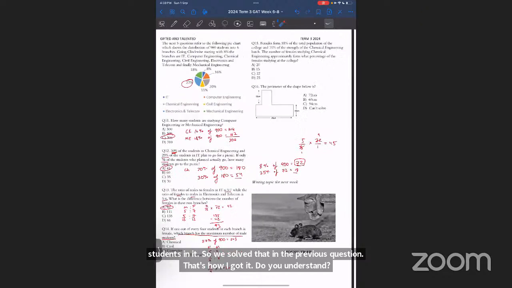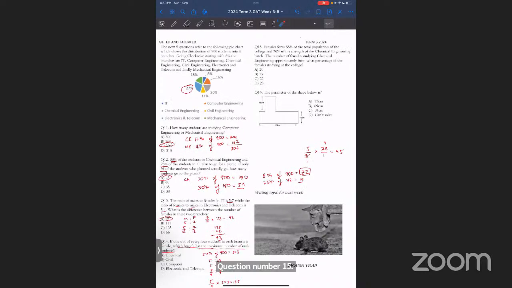Question number 15. Females form 55% of the total population of the college, 70% of the strength of the chemical engineering batch. The number of females studying chemical engineering approximately form what percentage of females studying the college?